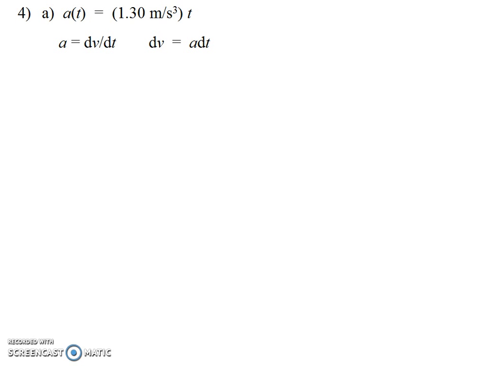Okay, so we rearrange dv equals a dt. We're going to integrate both sides. The left-hand side, we're integrating from v0 to vf, so it's delta v. The right-hand side, I didn't put the limits of integration there. We're integrating from 0 to 2.5 seconds. v0 just happens to be 0.